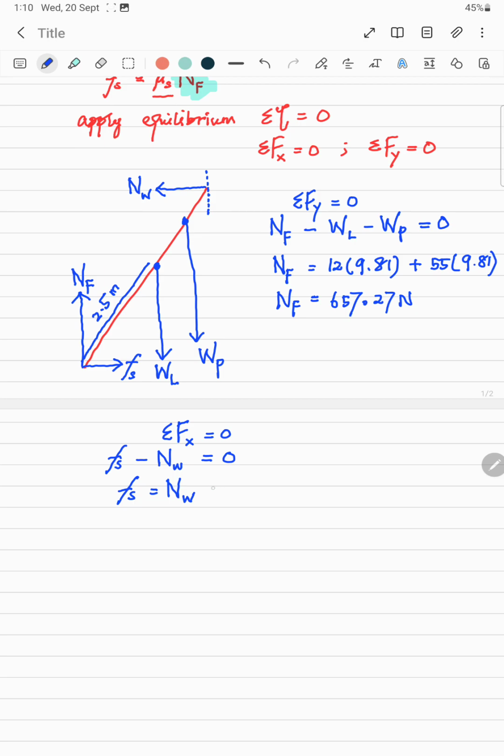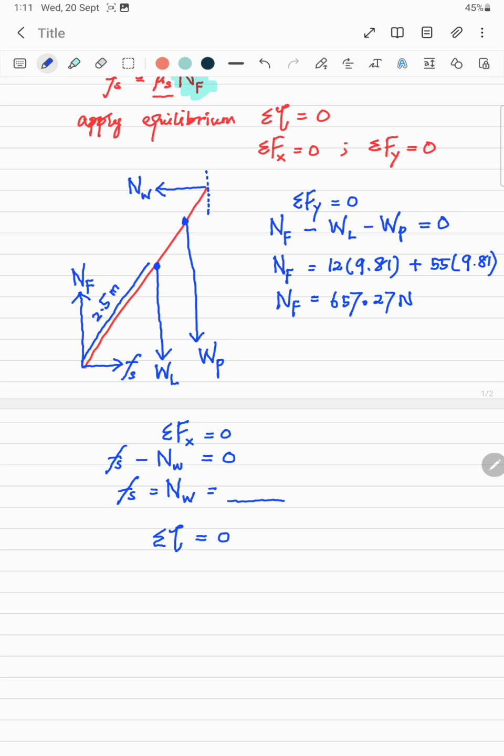But then I cannot solve this value for the static friction force because the normal force from the wall is unknown. So how do we proceed? We are going to use the third condition, the summation of torque equal to 0.